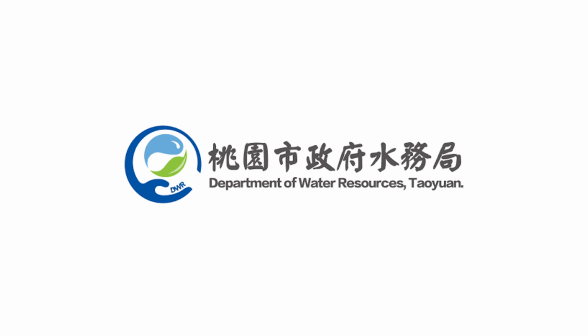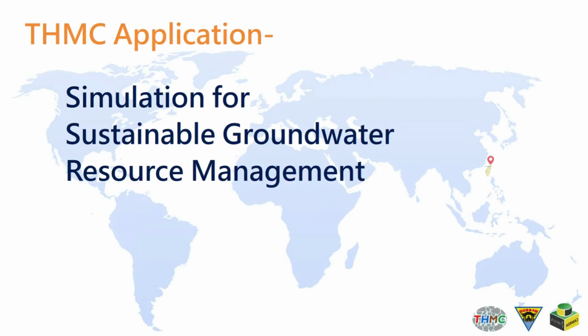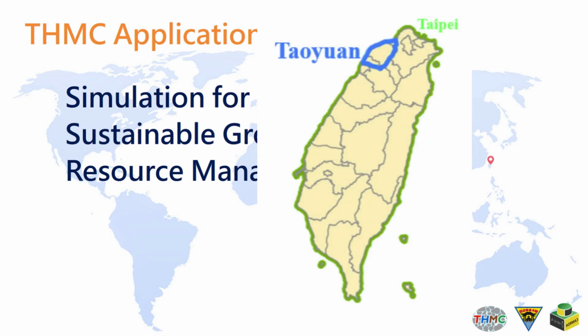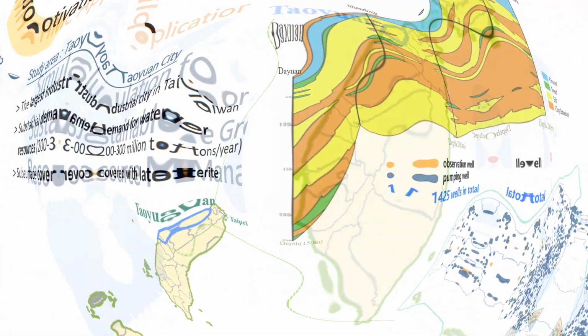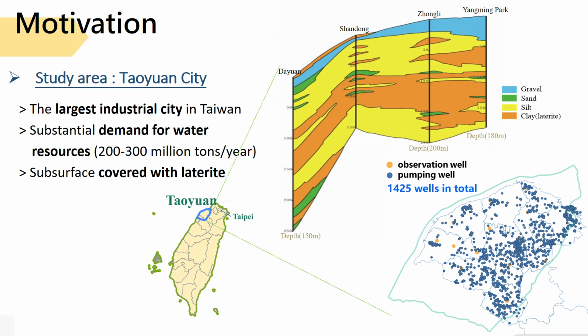In this video, we'll talk about how to do a simulation for sustainable groundwater resource management with THMC model. The study area is Taoyuan City, which lies in the northwestern part of Taiwan main island. This study underscores the crucial role of groundwater in Taoyuan's water supply, particularly in the face of frequent droughts due to climate change and reservoir sedimentation.